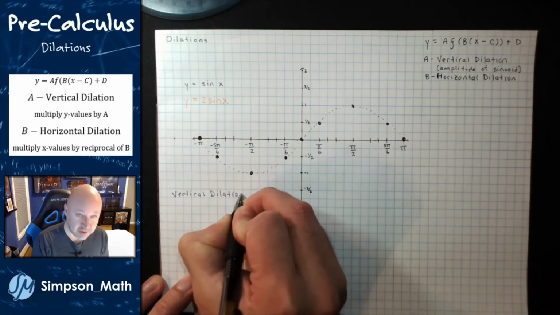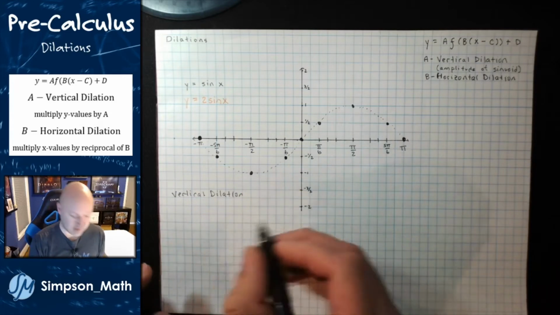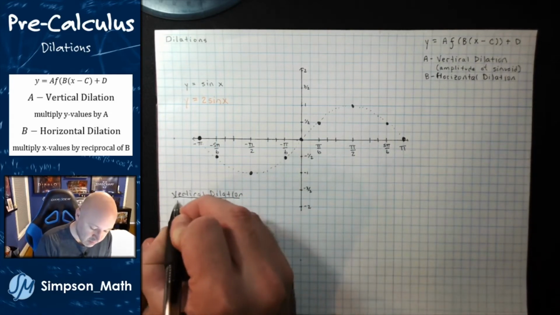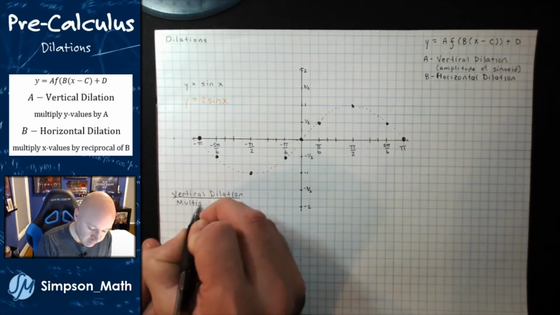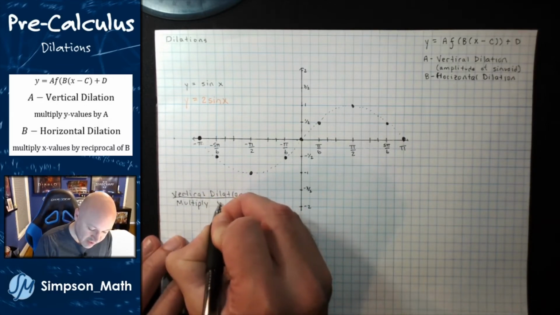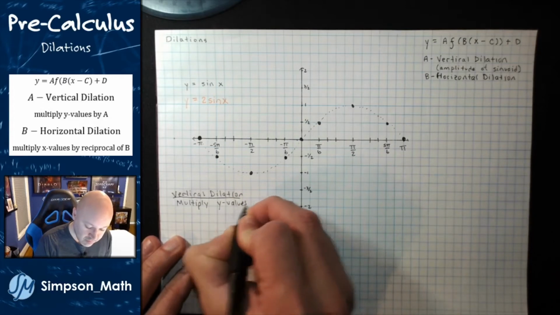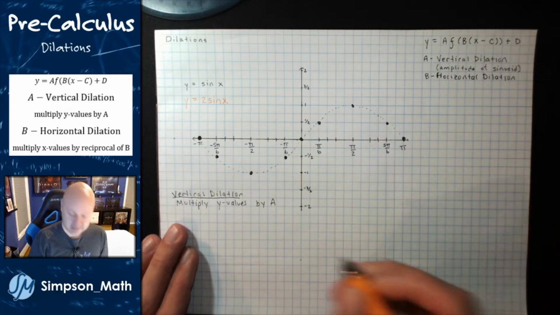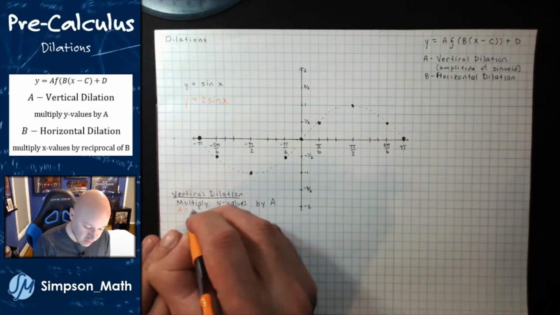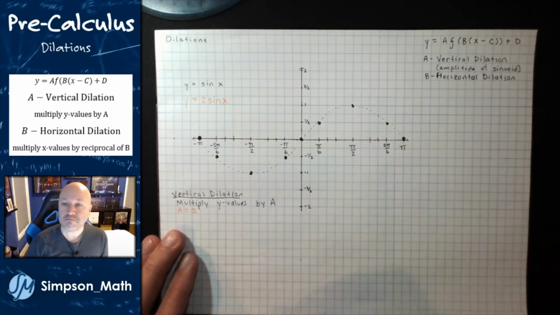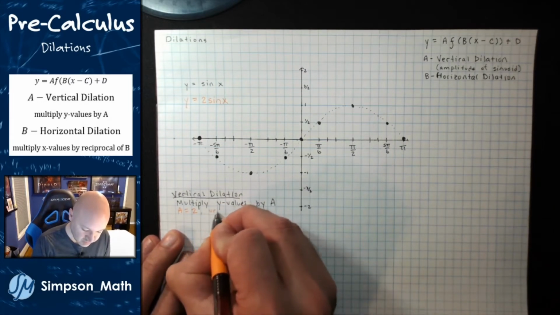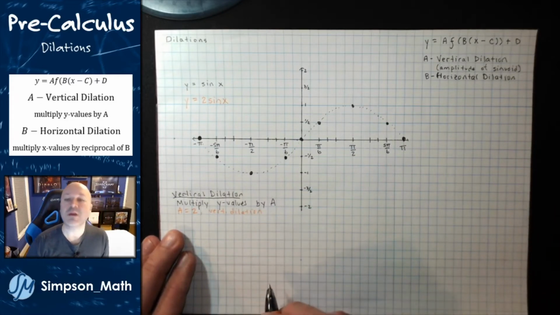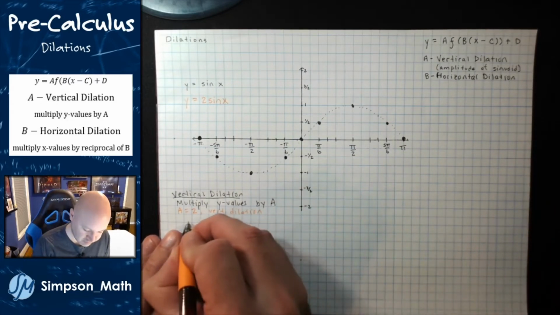I think I have it written above me, but I'm going to write it down in my notes as well. A vertical dilation: we simply multiply the y values by a. In this scenario, a equals 2, vertical dilation. We simply multiply the y values by 2.